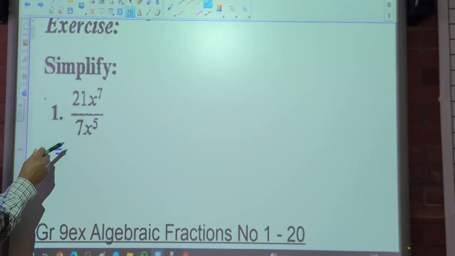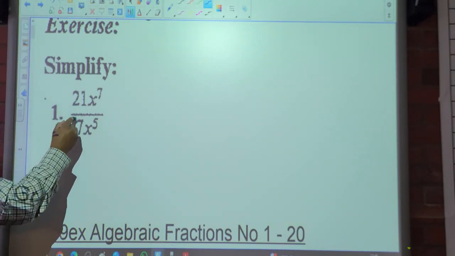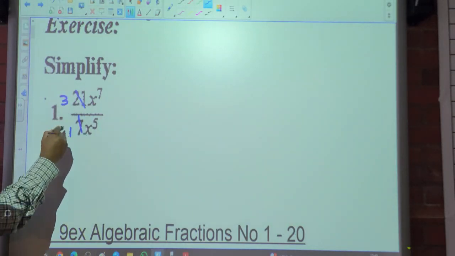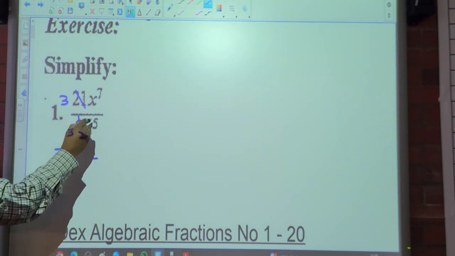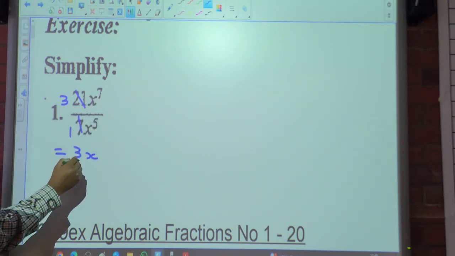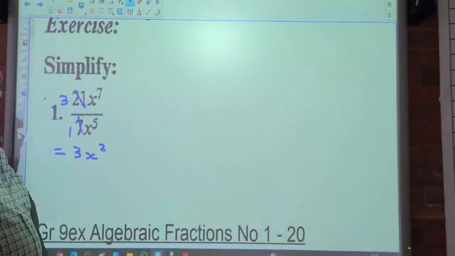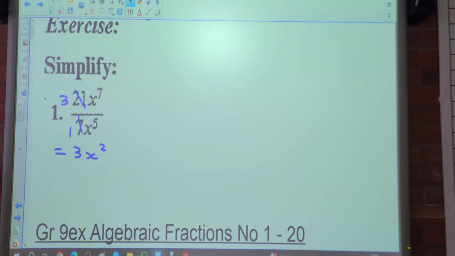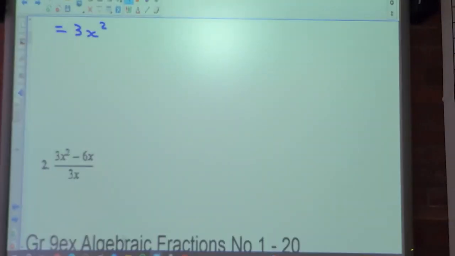Right, so with the first one, we've got 21x to the exponent 7 over 7x to the exponent 5. What number goes into 7 and into 21 without a remainder? 7 going into 7 once, 7 going into 21, 3 times. So if you divide it, both bases are the same, you subtract the exponents, 7 minus 5 is 2. Do you agree with that? Is there any confusion? No. Let's go to the next one. Number 2.